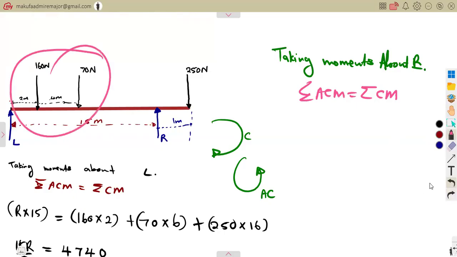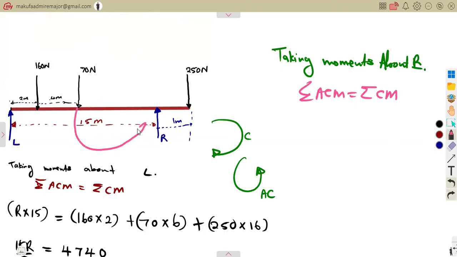So which ones are going in the anti-clockwise? Let's consider these two. I want you to see what's happening. 70 as it goes back to R like this is anti-clockwise. The same with 160, anti-clockwise. So we have got two forces that are going in the anti-clockwise, the 70 and the 160.